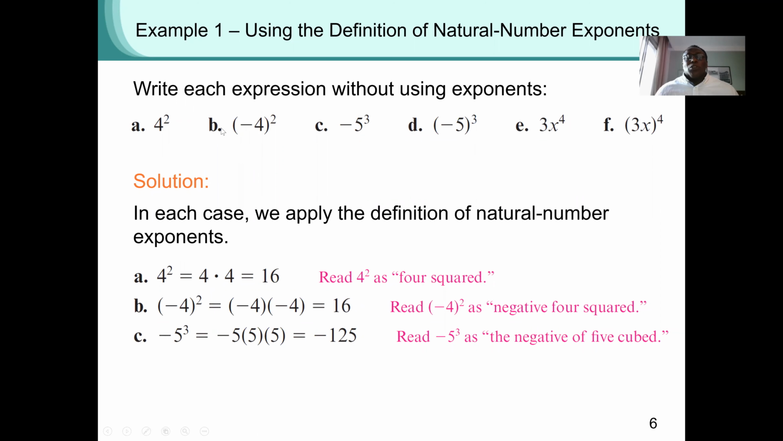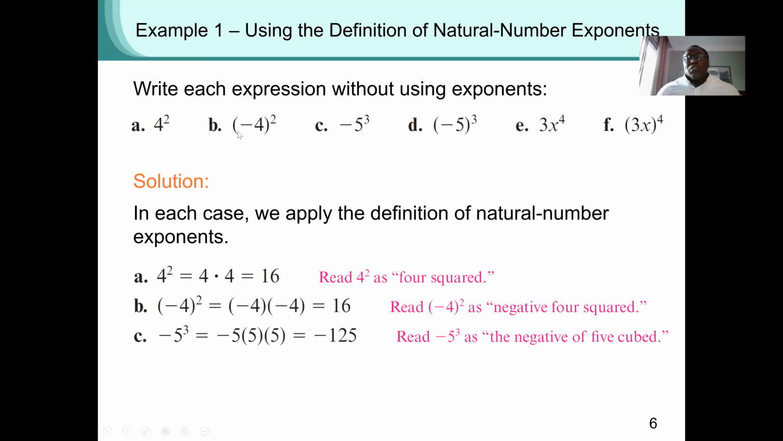So we have some examples here. Here the question says we should write each expression without using the exponent. So if I have 4 to the power 2, I don't want to use the exponent. The exponent is 2. So this is the same as writing 4 times 4, which will give us 16. So that's the solution here. 4 raised to the power 2 is the same as 4 times 4, which will give us 16. And this is read as 4 squared because it's the power 2.